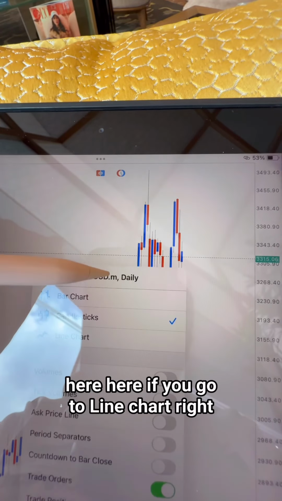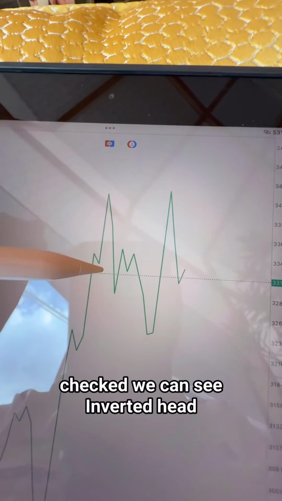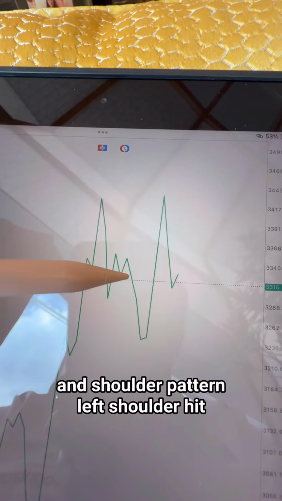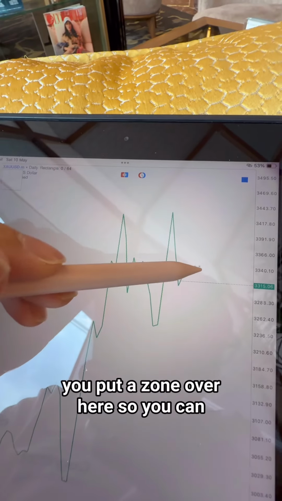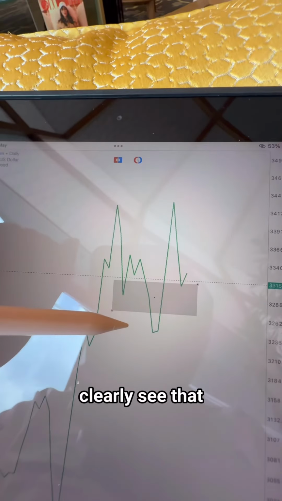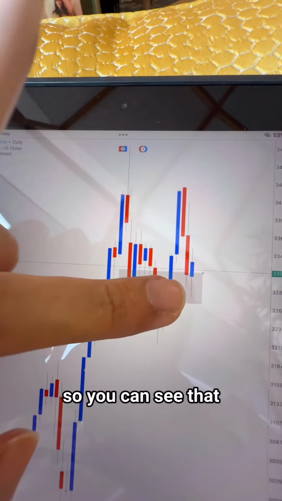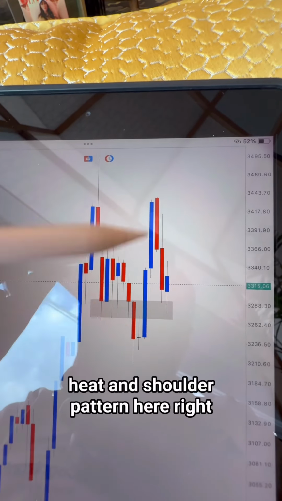If we go to this line chart, guys, what can you see from here? On the line chart, you can see there is an inverted head and shoulder pattern. This is the left shoulder, head, and the right shoulder. If we put a zone over here, you can clearly see that. If we go back to the candles, you can see that the price over here is respecting this head and shoulder pattern.